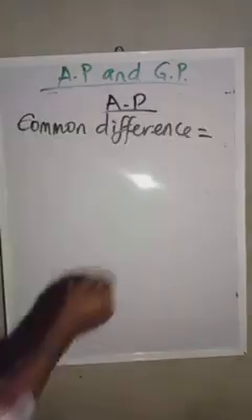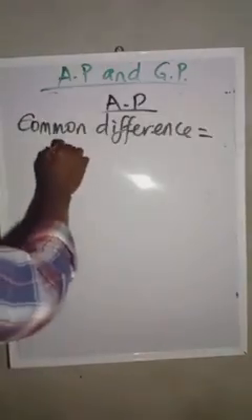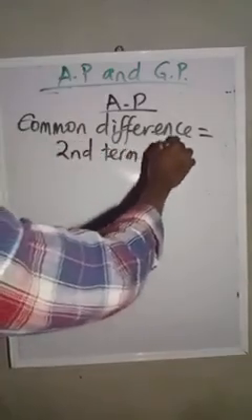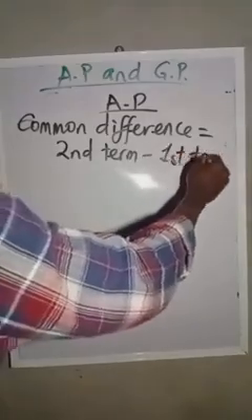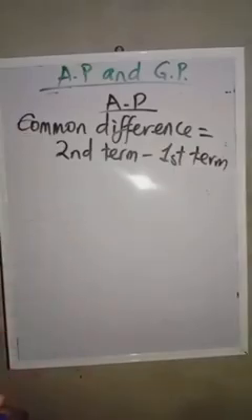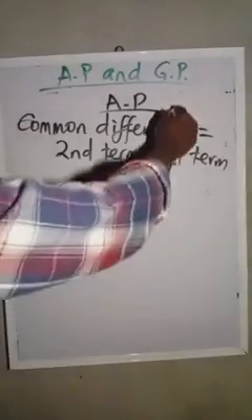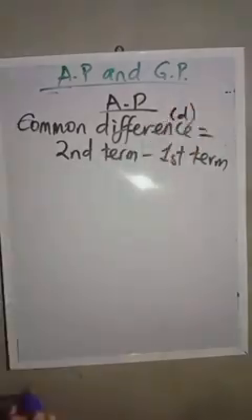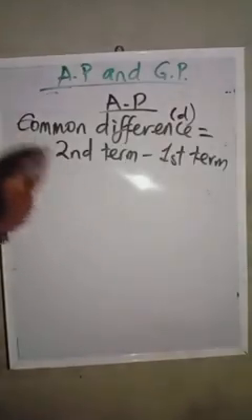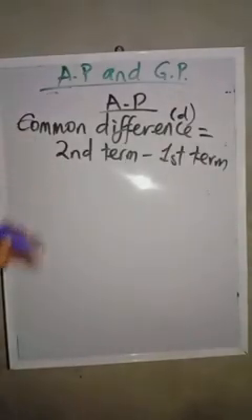Your common difference for an AP is going to be the second term minus the first term. This is how to get our common difference, usually represented as d. It can also be the third term minus the second term, the fourth term minus the third term. That's how it works, and that's how we get our arithmetic progression.